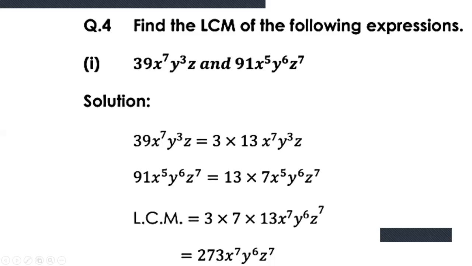Here you can see that the greater power of x is x power 7, so the LCM has x power 7. The greater power of y is y power 6, and the greater power of z is z power 7. So LCM is 3 7s are 21, 21 13s are 273, x power 7, y power 6, and z power 7.